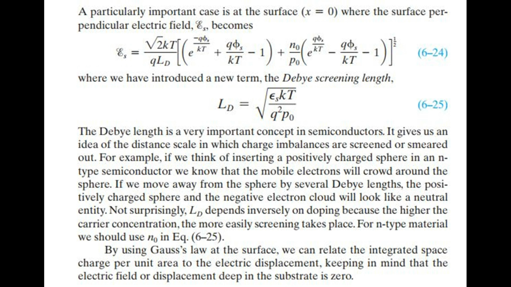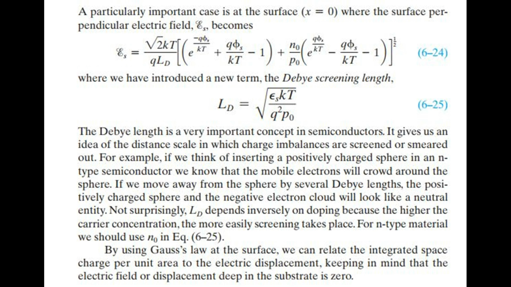For example, if we think of inserting a positively charged sphere in an n-type semiconductor, we know that the mobile electrons will crowd around the sphere. If we move away from the sphere by several Debye lengths, the positively charged sphere and the negative electron cloud will look like a neutral entity. Not surprisingly, LD depends inversely on doping because the higher the carrier concentration, the more easily screening takes place. For n-type material we should use N0 in Eq 6.25.